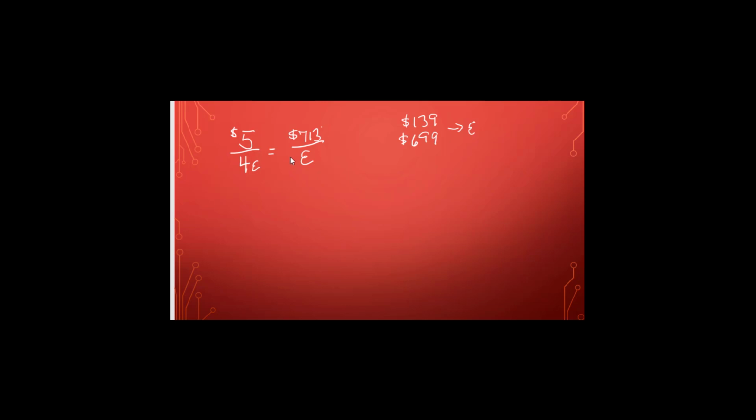So the first situation in the Excel spreadsheet was to convert $713 into euros. And then they wanted to convert $139 and $699 into euros, etc. So you want to come up with a quick way of doing this. So I'm going to cross multiply, and I get $5 times euros equals 4 euros times $713. Now realize that this 713 is going to change to 139, 699, etc.